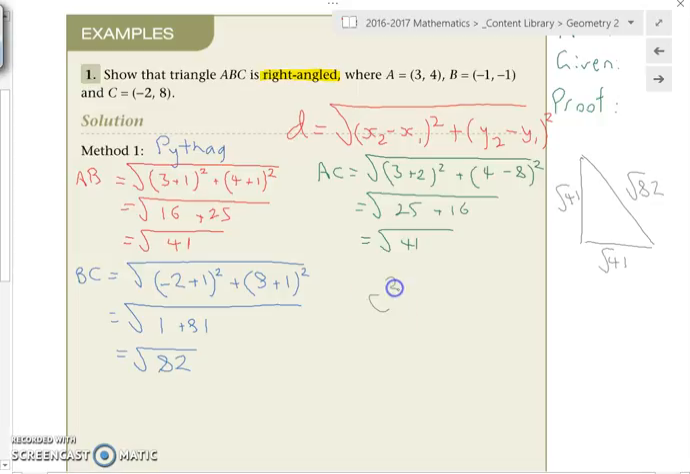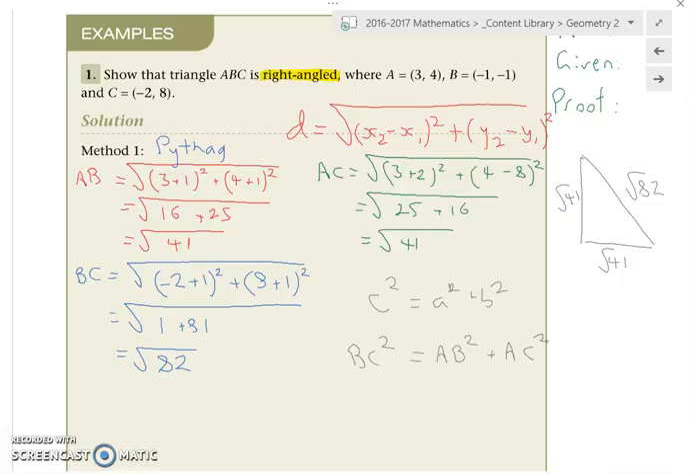So C squared equals A squared plus B squared. So BC squared equals AB squared plus AC squared. Does everyone realise why I chose the ones like I knew which one was hypotenuse? If it's going to be right angle, the hypotenuse has to be the longer side, correct? So I just made it the hypotenuse. Cool?